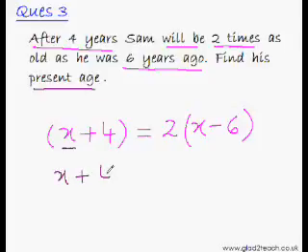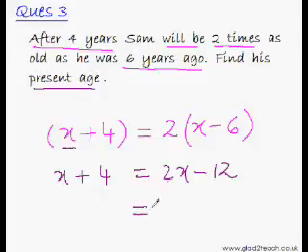x plus 4 equal to 2 times x minus 6, that is 2x minus 12. 2x minus x would be x, and 4 plus 12 would be 16. Isn't it? When this minus 12 comes to this side, it will become plus 12, and 4 plus 12 is 16. That's it. Question solved. So Sam's present age is 16 years. You see how easy it is to solve word problems. We just need to translate the English sentence into a mathematical equation.